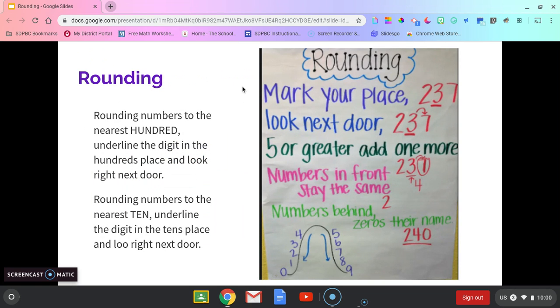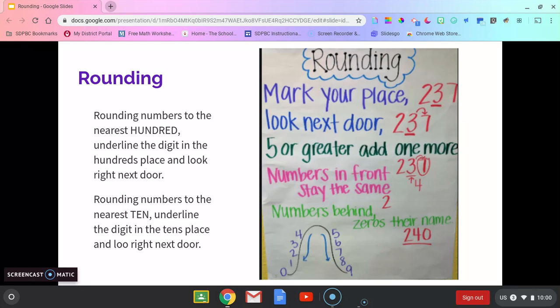Okay, so rounding. Remember, we had this anchor chart up in our classroom, so mark your place, look next door, 5 or greater, add 1 more. Numbers in the front stay the same. Numbers behind, 0 is their name.